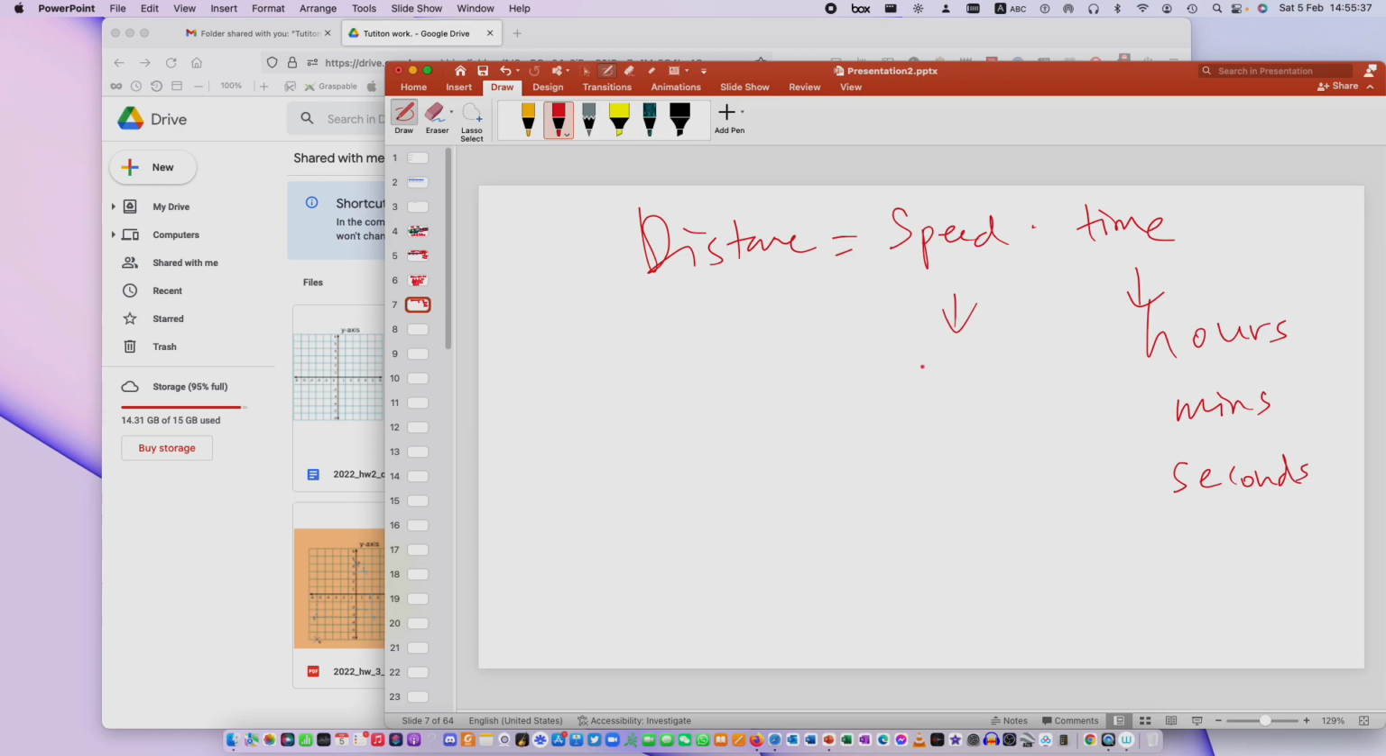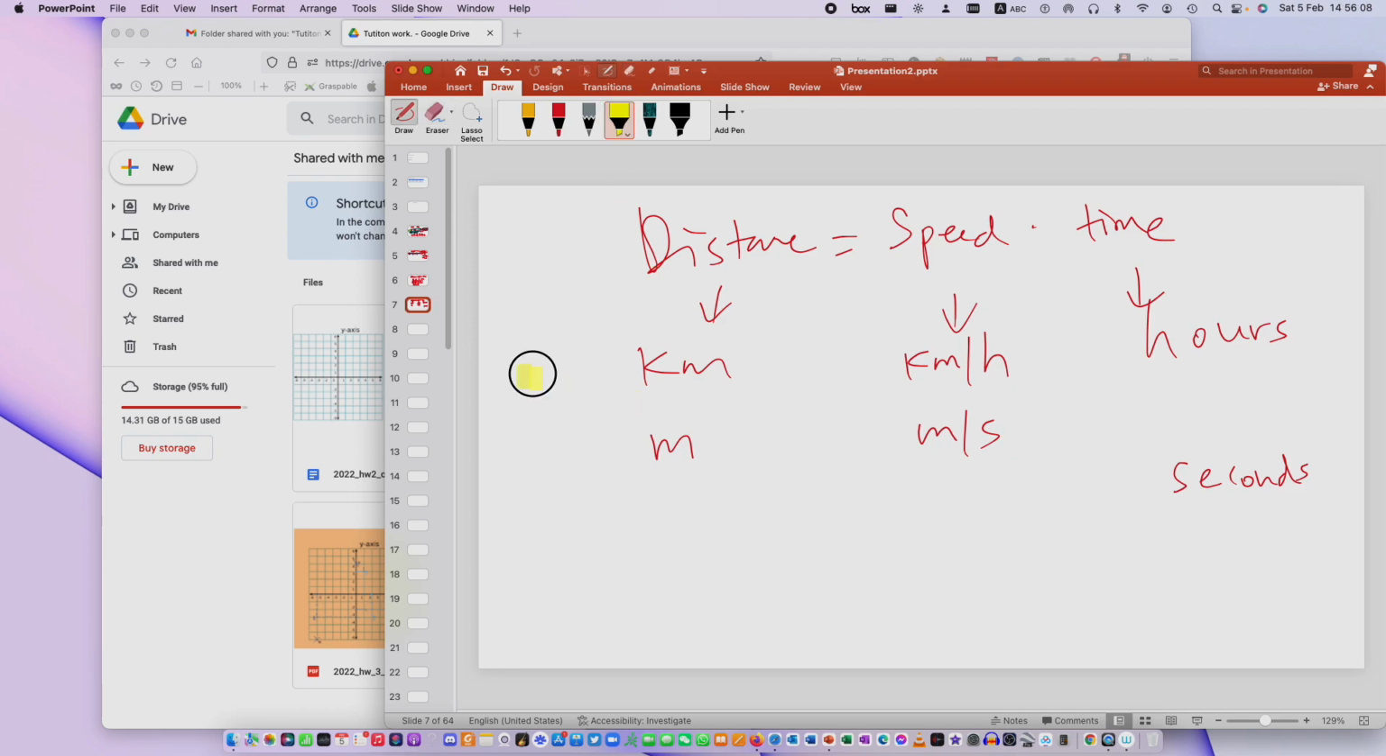What about speed? Any idea? Okay, let's not talk about speed. What about distance? What are some of the units for distance? km. Yep, kilometer. What else? Meter. Okay, yeah. Generally, these two. So speed is either kilometer per hour or meter per second. Generally we don't use minutes. If we have minutes, we convert to hours or seconds.